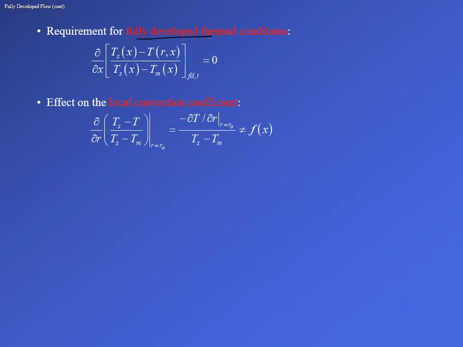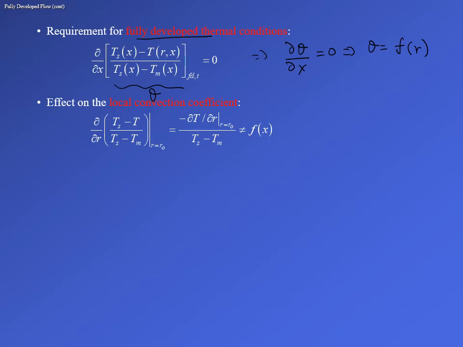So what we can do is, since this ratio (Ts minus T) upon (Ts minus Tm), del by del x of this is 0, let's call this thing theta for convenience. So we are saying that del theta by del x is 0. This gives that theta is, at most, a function of r, the radial coordinate. It is not a function of x, because if it was a function of x, then del theta by del r would not have been 0.